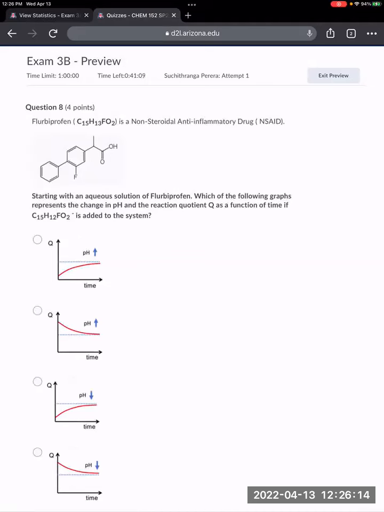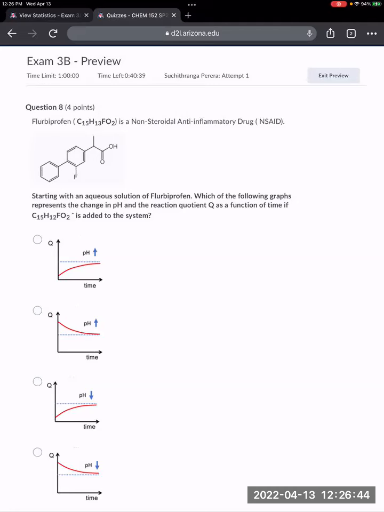Question 8. You are given a molecule, a non-steroidal anti-inflammatory drug, starting with an aqueous solution of flurbiprofen. Which of the following graphs represents the change in pH and the reaction quotient as a function of time if the conjugate base, C15H12FO2 minus, is added to the system? And you can see that.